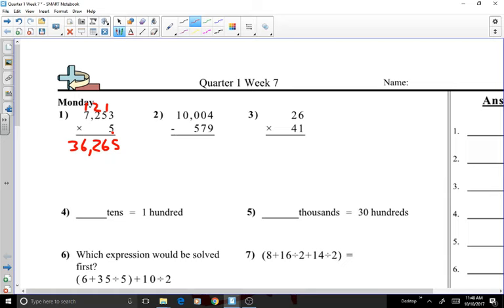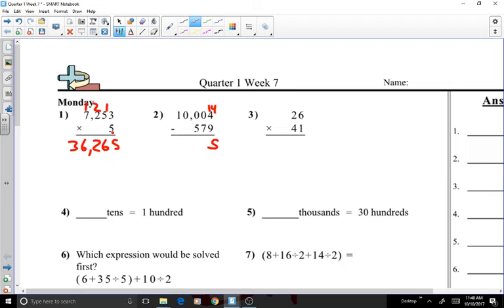So close. Now, here we go, subtraction. You cannot take 9 from 4 in the ones place. That means you have to make this a 14. 14 minus 9 is 5. Where'd I get the 14?